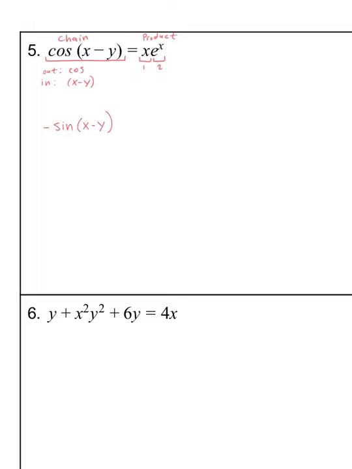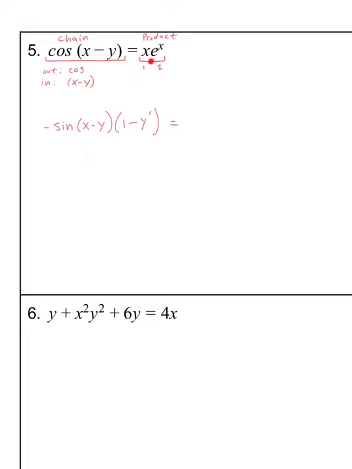And now for the derivative of the inner, we know that the derivative of x is 1. And we know the derivative of y is y prime because we have to use the chain rule on y. So the derivative of the inner is 1 minus y prime. And that is our chain rule. Again, the derivative of the outer, negative sine. The inner as is, x minus y. And the derivative of the inner, 1 minus y prime.